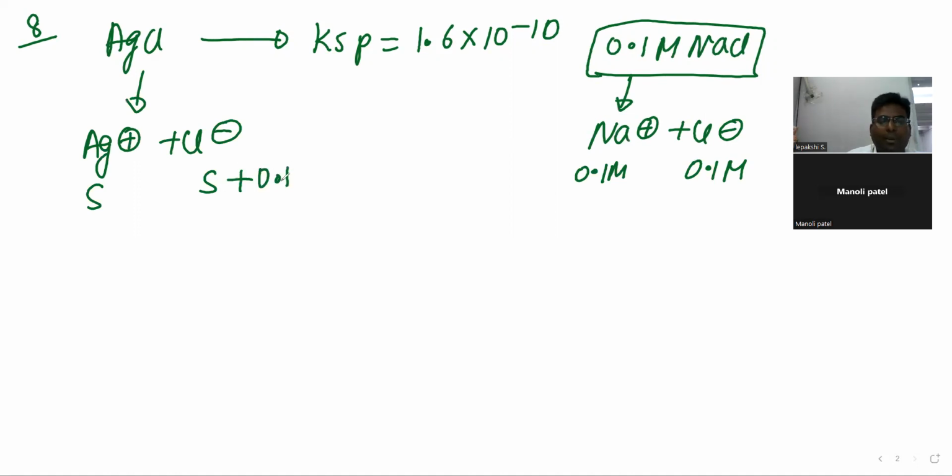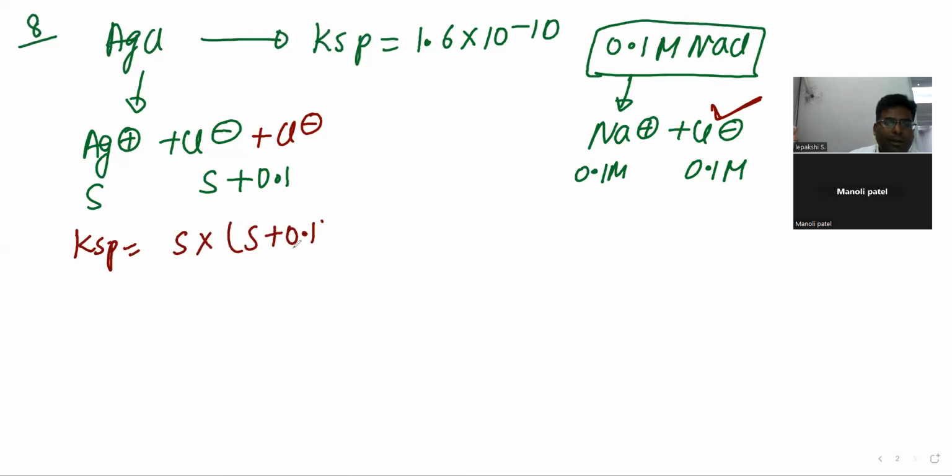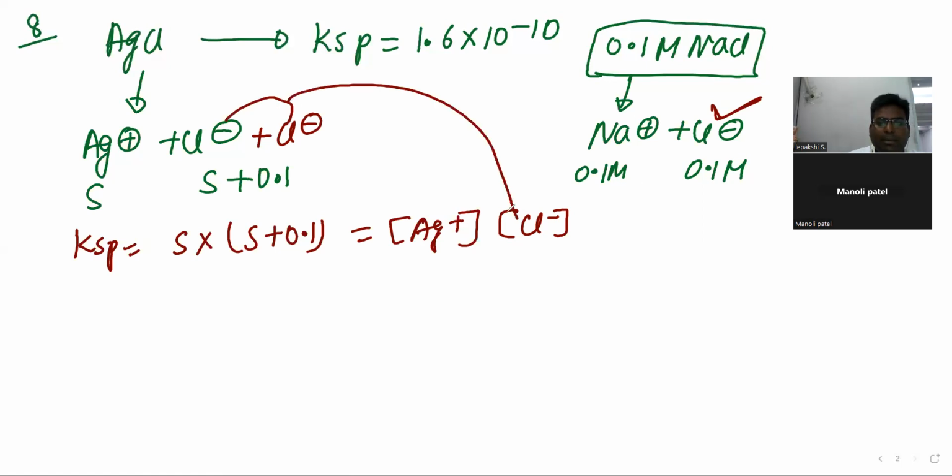Why have we written the extra 0.1 here for Cl? Because it is coming from this NaCl. So it will be the addition of these two Cl-. So the solubility product will be equal to S into (S + 0.1), because it is nothing but the concentration of Ag+ into the concentration of Cl-. Here the addition of these two Cl will be coming.